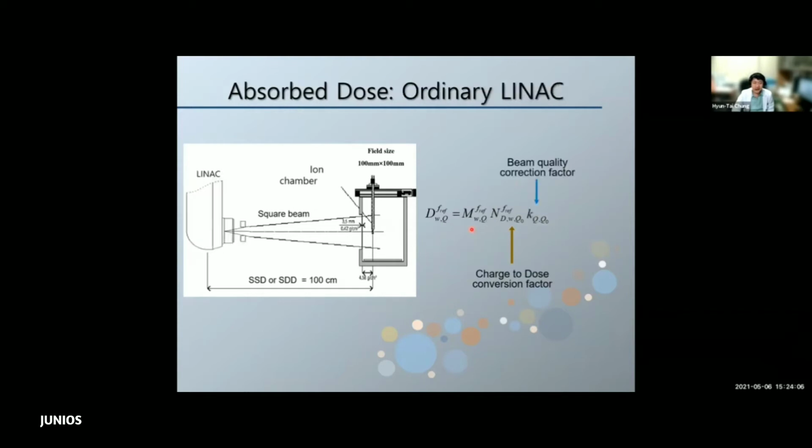When the chamber is returned to your hospital, you can reproduce every condition just like the SSDL, except the source. Now the source is a linac, which is different from cobalt. So in order to obtain the dose to water, we need another factor. It considers the difference between the linac and cobalt source. So this is the beam quality correction factor. So you know this formula very well.